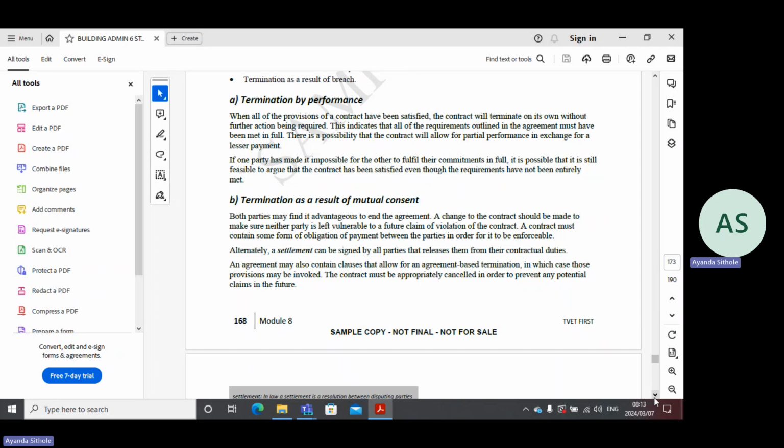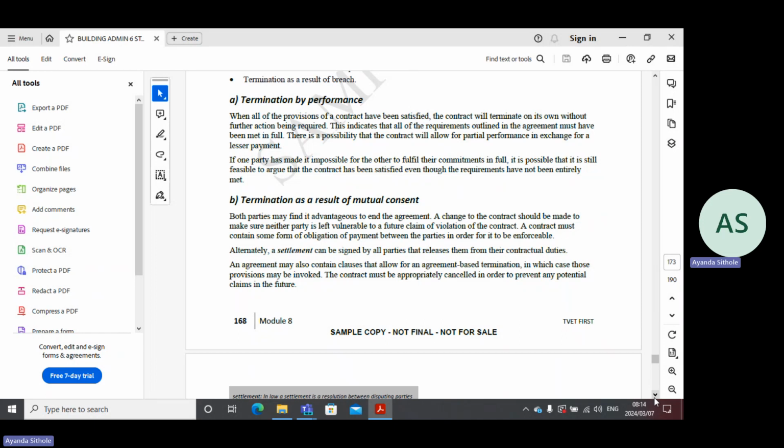The contract must contain some form of obligation of payment between the parties in order for it to be enforceable. Alternatively, a settlement can be signed by all parties that releases them from their contractual duties. Okay, an agreement may also contain clauses that allow for argument-based termination, in which case those provisions may be invoked. The contract must be appropriately cancelled in order to prevent any potential claims in future.